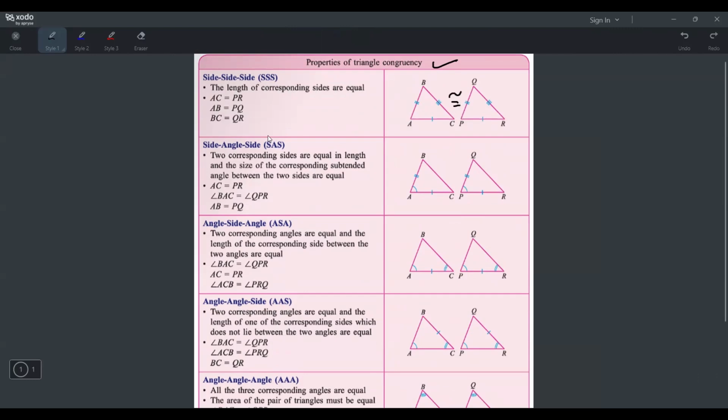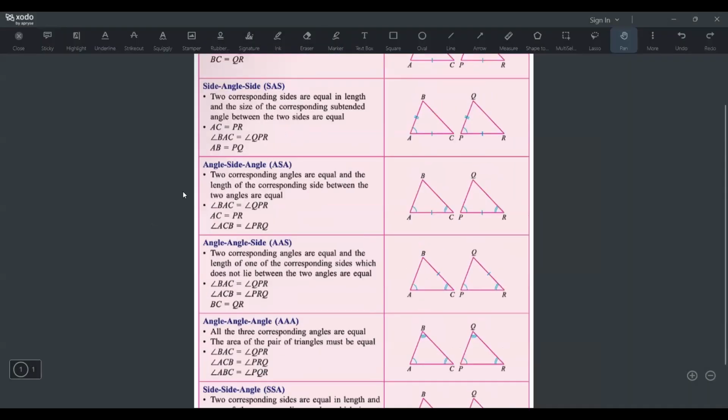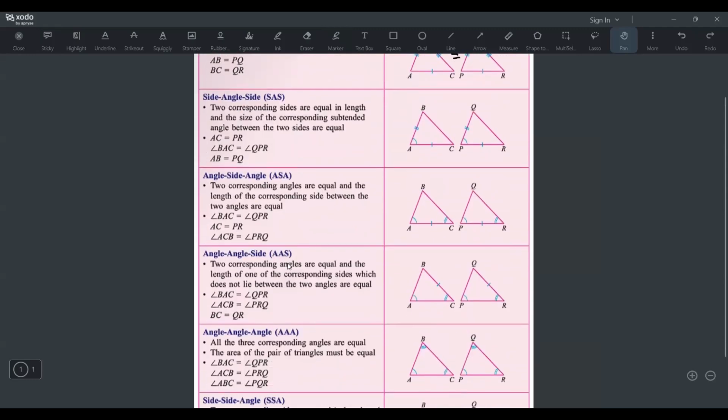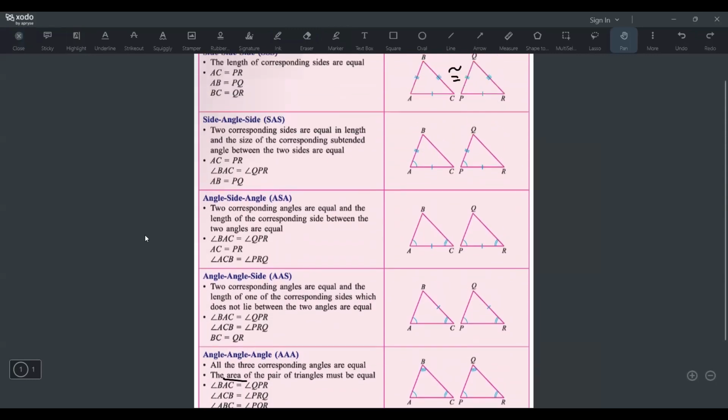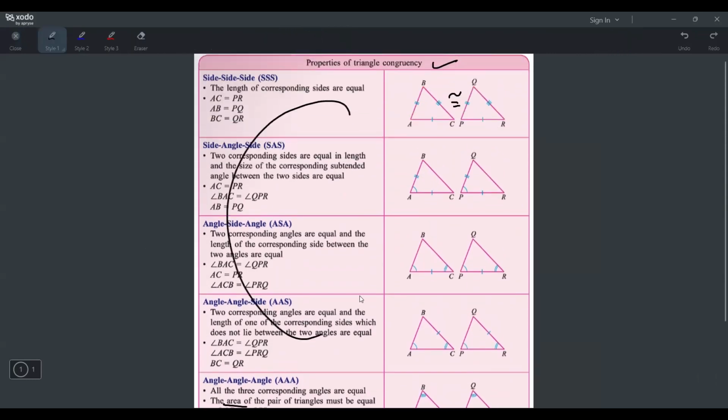This is the symbol for congruent. SAS also the same, it will be congruent. So you can prove using this property: SSS, SAS, ASA, AAS, AAA, SSA. But for AAA and SSA, you have to check the area. When three corresponding angles are equal, they can be congruent, but they might not be congruent also. You have to check the area for AAA and SSA. So I think you can do this question by using any of these four, but the easiest one to determine is the SSS, right?